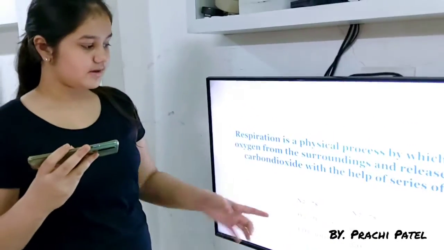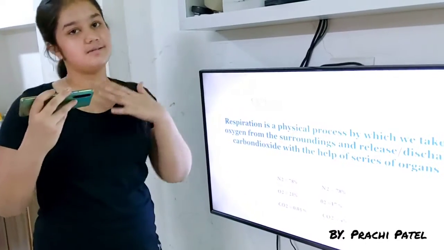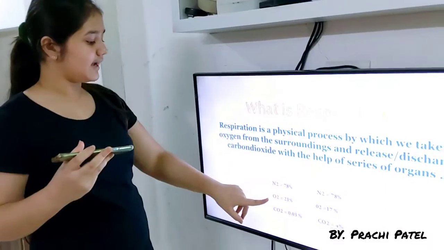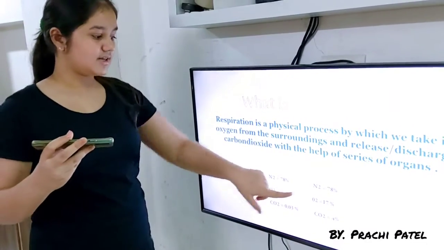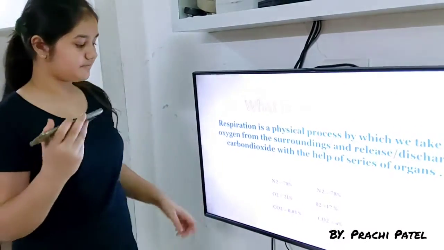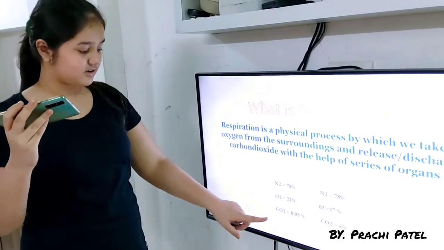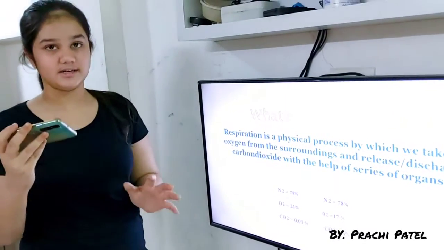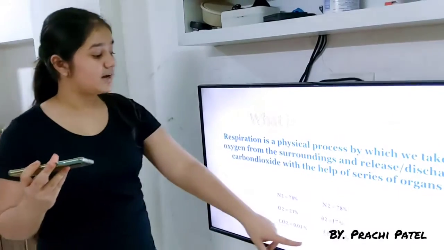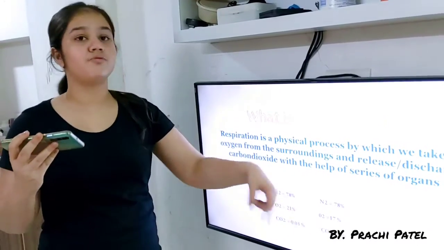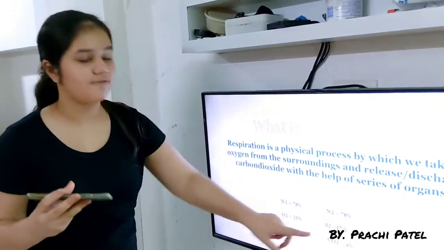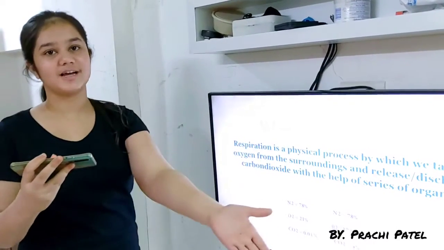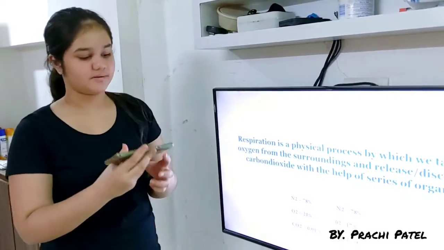Now, we take 78% nitrogen and release 78%. We don't use any of it; it just goes in and comes back in the same amount. Then we take in oxygen at 21% and give back 17%. In the case of carbon dioxide, we take in 0.03%, which doesn't seem like much, and we release it at 4%. So there is a difference of 4%: we consume 4% in our body, and then 4% carbon dioxide gets taken out.